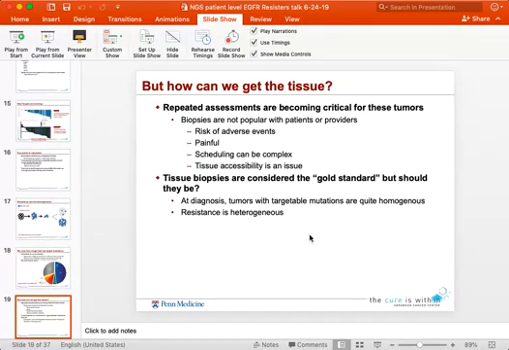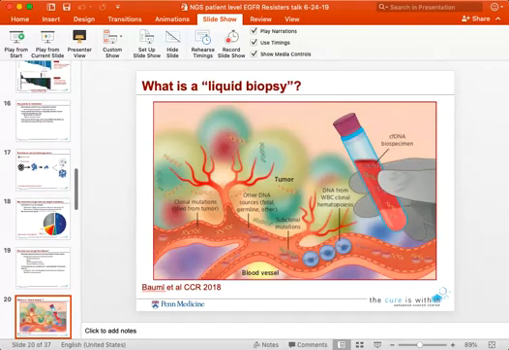How can we get that tissue? We're going to talk here about the liquid biopsy, Karen. Doing these repeated assessments, these biopsies, is really critical, but nobody likes having biopsies. And so liquid biopsies are a novel approach. This is what a liquid biopsy is, from an editorial that we wrote.